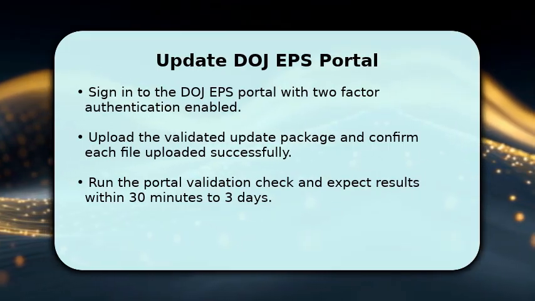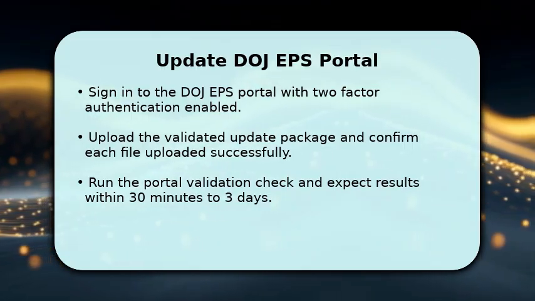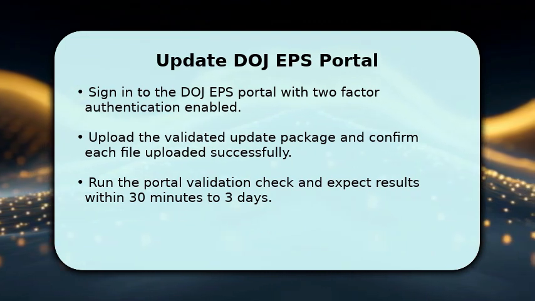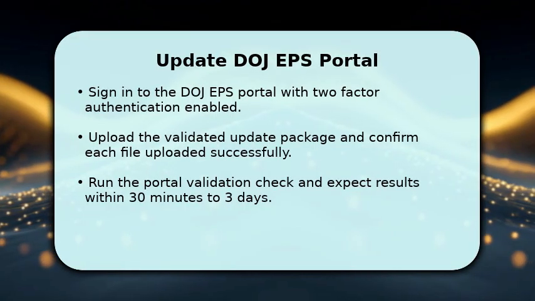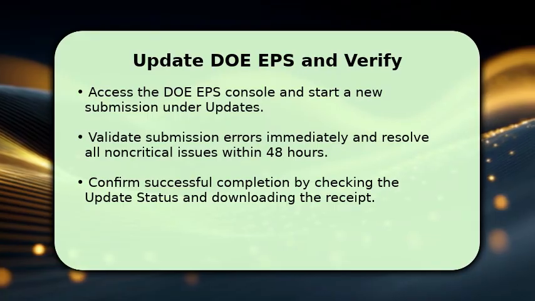Run the portal validation check and monitor the validation output. Expect validation results to arrive within 30 minutes to 3 days, depending on queue. Access the DOE EPS console from your agency portal and sign in using two-factor authentication.